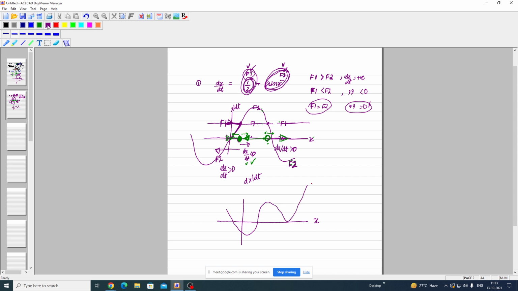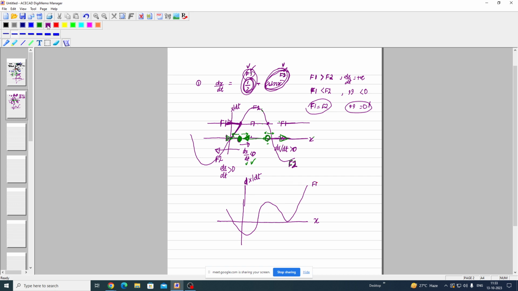Yeah, so this is dx by dt and this is my function, only one function. No subtraction of functions like we did in the previous case. Let's figure out the stabilities of these fixed points. So how many fixed points do we have? How do you know how many fixed points you have?